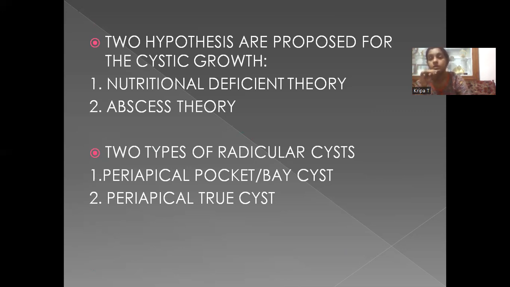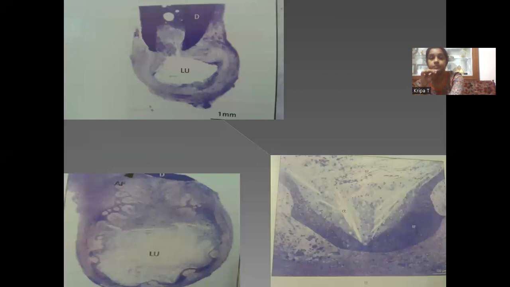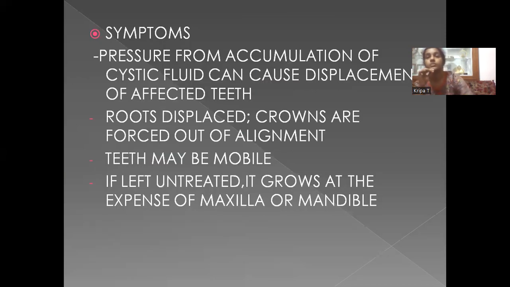Second is the abscess theory. Abscess theory means there is a lot of degradation and something like an abscess is formed within, which is lined with inflammatory cells. And you have two types of cyst, the periapical focus cyst or bay cyst, and a true cyst. The bay cyst usually has a communication with the apex. The true cyst will be quite independent, separated from the apex. They will not have any communication.